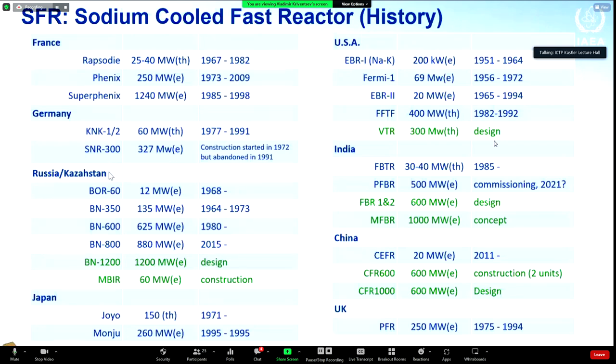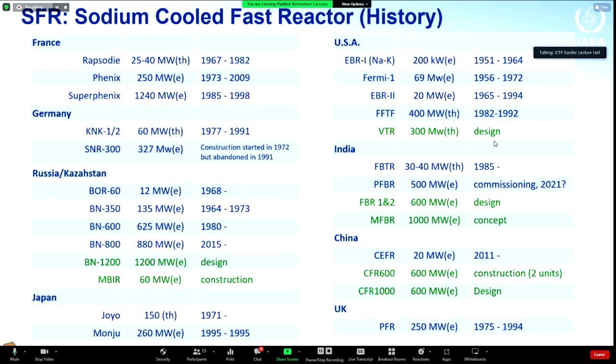In the Soviet Union, Russia and Kazakhstan, we had several reactors: BOR-60, then BN-350 in Kazakhstan, BN-600 and BN-800, which operate now near Ekaterinburg. And two more SFRs are under design and construction: BN-1200 is under design, and the MBIR experimental reactor is under construction. MBIR will replace the BOR-60 reactor. Japan developed and ran the Joyo reactor, which is now shut down but awaiting the license for restart. It's a small experimental reactor.